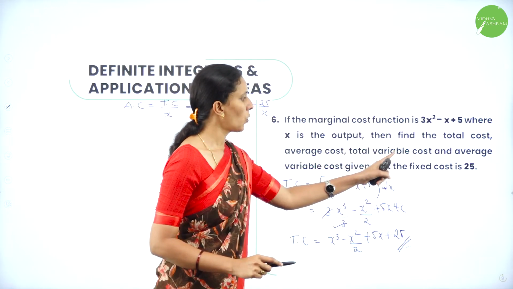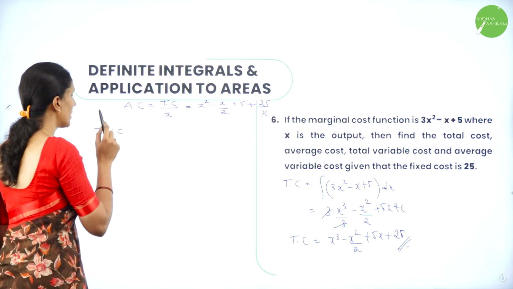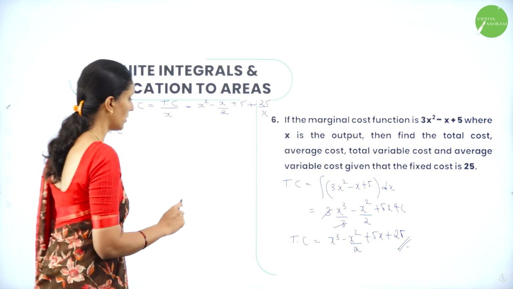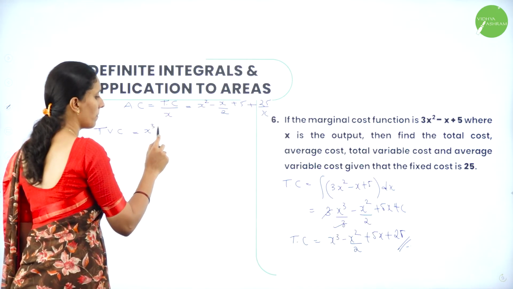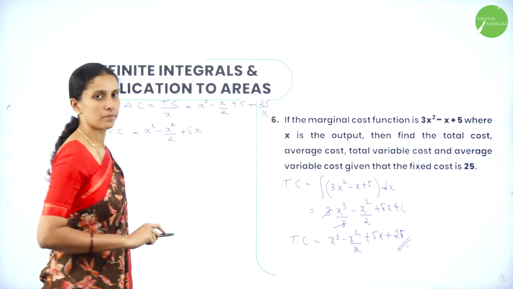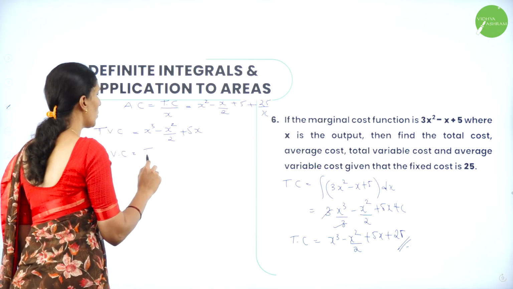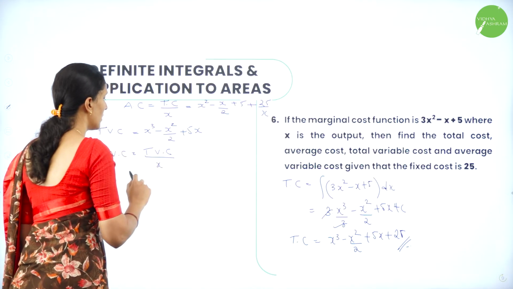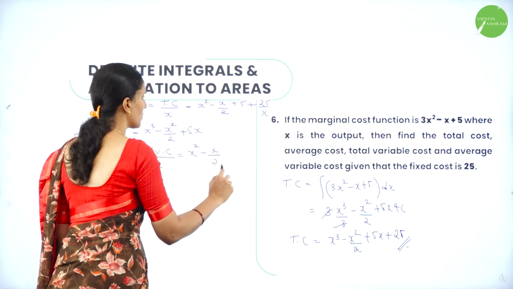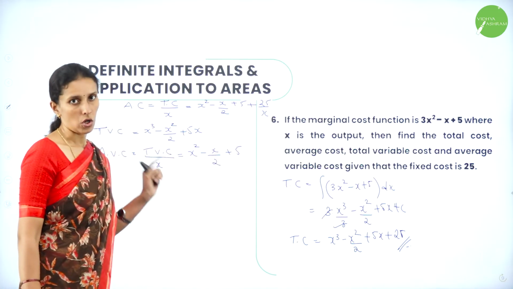Next we need to calculate total variable cost. So therefore the total variable cost means the terms which contain only the variables in the total cost. So that is x cube minus x square by 2 plus 5x. Next, if you need average variable cost, divide total variable cost by x. So this becomes x square minus x by 2 plus 5. So this is the average variable cost.